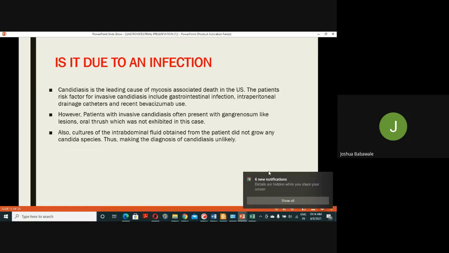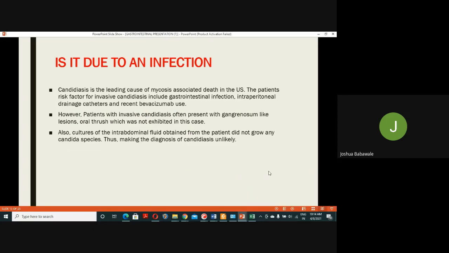bevacizumab. But usually patients with candida present with gangrenous lesions and oral thrush, which was not seen in this patient. Also, the intra-abdominal fluid they obtained from the patient did not grow any candida species, so we can exclude candida as a likely diagnosis in this case. Next slide, please.